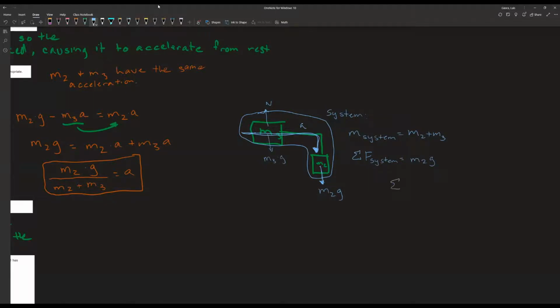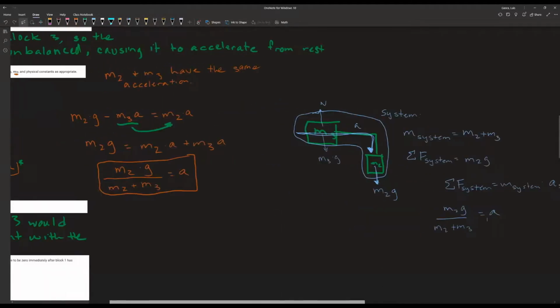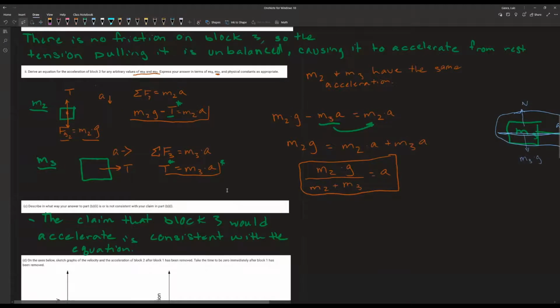So when we do Newton's second law for the system, the sum of the forces on the system equals the mass of the system times the acceleration of the system, we get the same thing as before. M2G divided by M2 plus M3 equals the acceleration. So that's the other way to do it. This can be faster if you have a lot of ropes, but we usually ignore this method because it's lengthier, but it's good algebra.